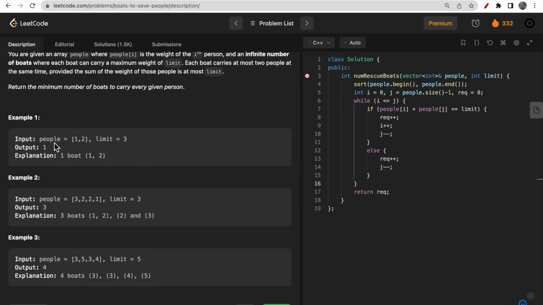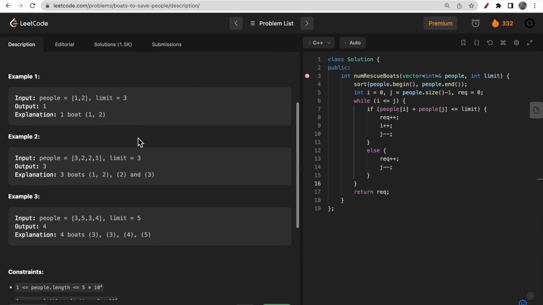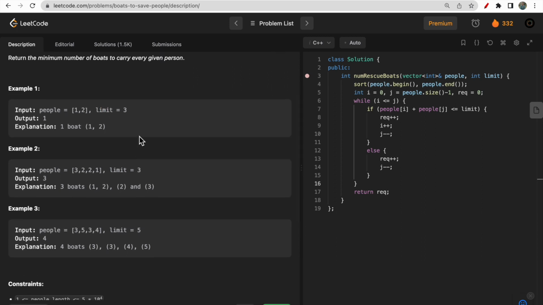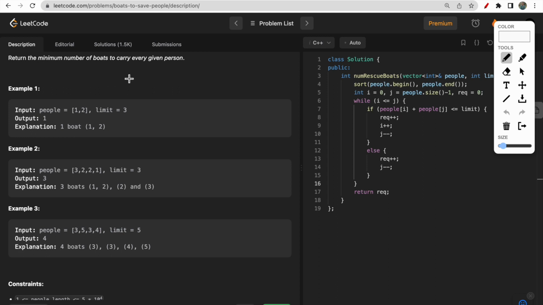So that means here there are people and there is one limit of a boat. So we need to find the minimum number of boats such that each person can be taken away. Got it? So let's say in the worst case, there are n people, then how many boats would be required in the worst case? Simple, it is n boats. To carry n people, n boats are required.